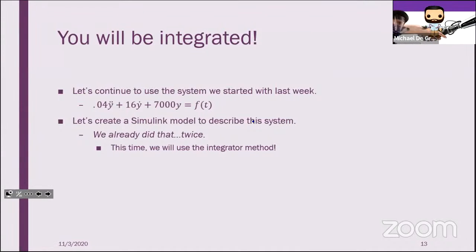So we're going to use the same solenoid example for all of these systems. We're just using the mechanical portion of the solenoid. We've already come up with the system model, right? Here it is: 0.04 y double dot plus 16 y dot plus 7,000 y is equal to f of t. So we want to create this model in Simulink. And we already did do that twice, you're absolutely right. But this time we're going to use the integrator block method.